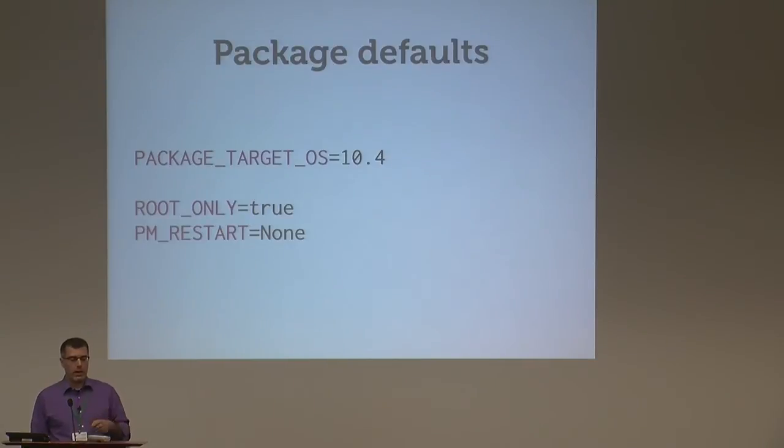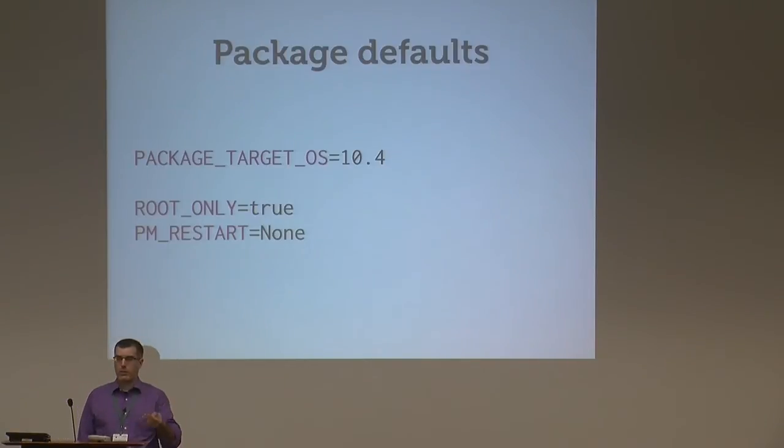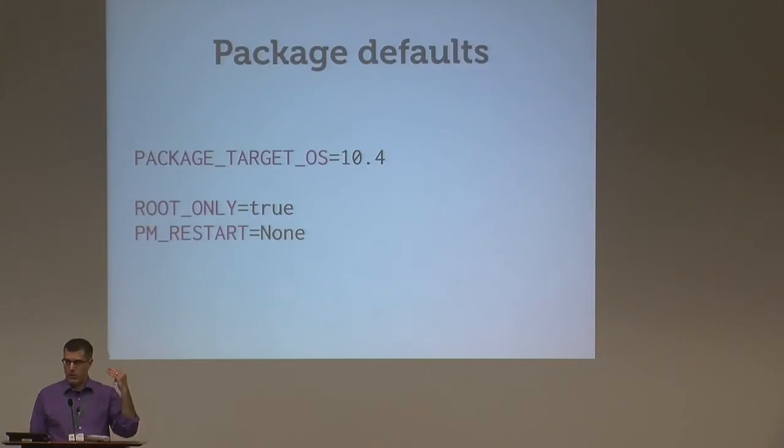You can override whether or not the installer works on only the root volume. That's the root only equals true. So by default, you can only install these packages on the root volume, but if you need to be able to switch disks, like if you were using them with instaDMG, you could override that. You can also override whether or not a restart is required. Right now, the default is that the Luggage will create packages that do not require a restart.